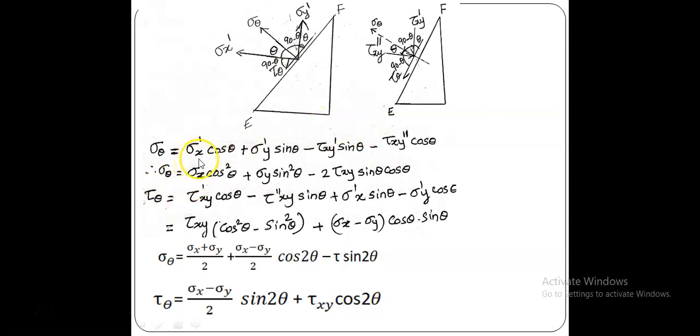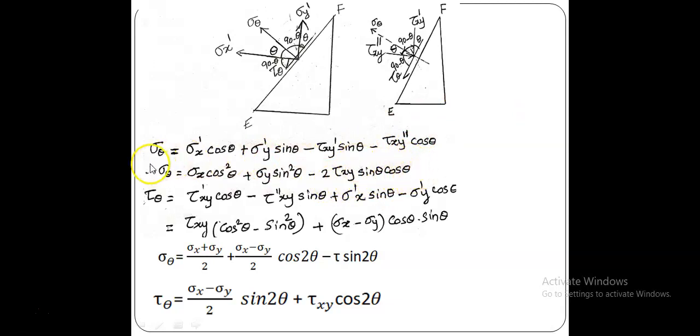Sigma theta is equal to sigma. We know that sigma x dash is equal to sigma x cos theta, and therefore let us substitute that one. It comes sigma x cos square theta plus sigma y dash sin theta. We know that sigma y dash is equal to sigma y sin theta, and therefore sigma y sin square theta minus tau xy dash sin theta. Tau xy dash is equal to tau xy cos theta, therefore it becomes tau xy cos theta into sin theta, like that. We know that tau xy double dash is equal to tau xy sin theta, therefore it becomes tau xy sin theta cos theta. When we sum these two, it becomes minus 2 tau xy sin theta cos theta.